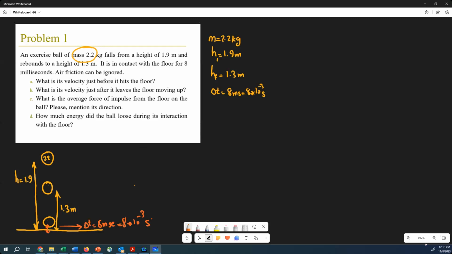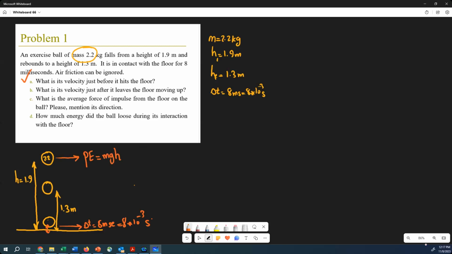So what is its velocity just before it hits the floor, part A? What do you think we can do? On the top we have it dropping, and then we can use the kinematic equation, or the dynamic equation, or the conservation of energy law. So when it's on the top, what kind of energy do we have? Potential energy, yes, gravitational potential. It is mgh, yep.